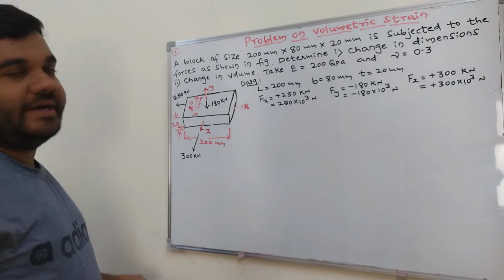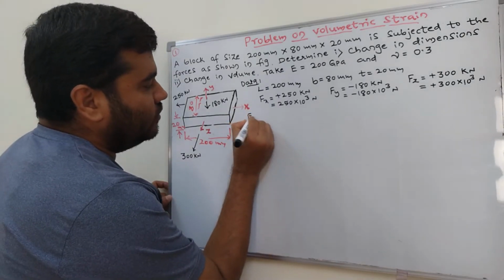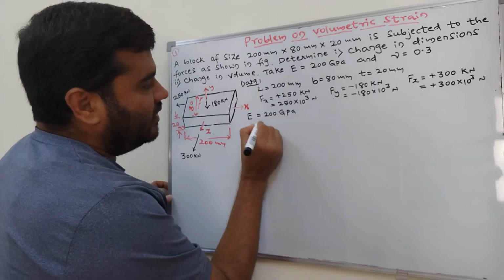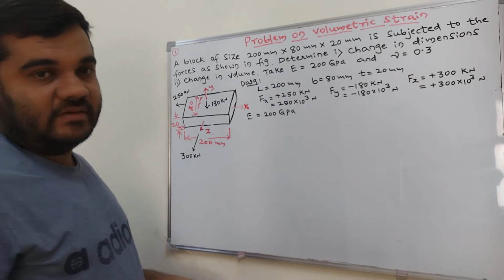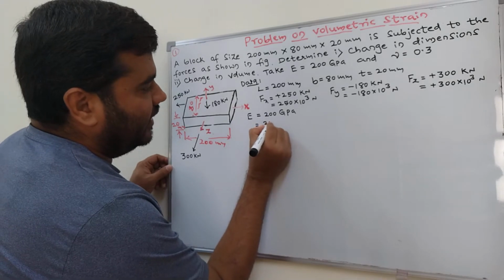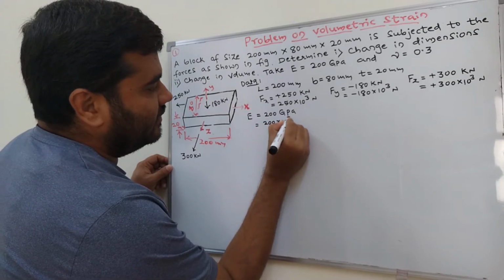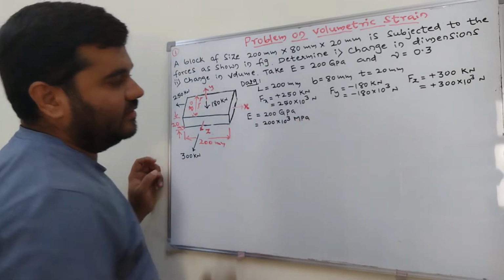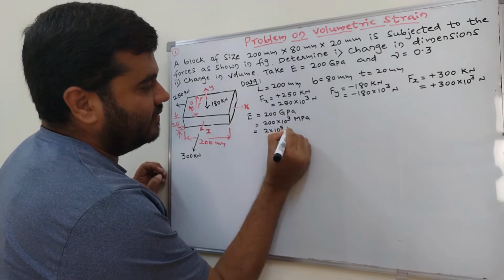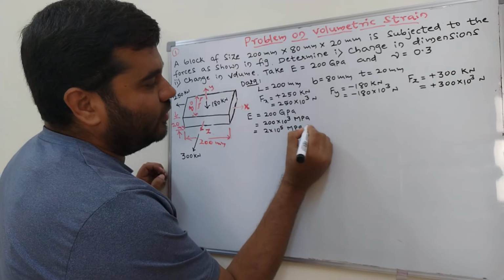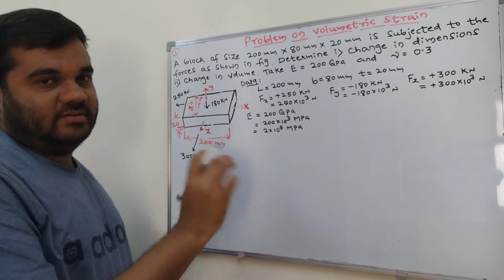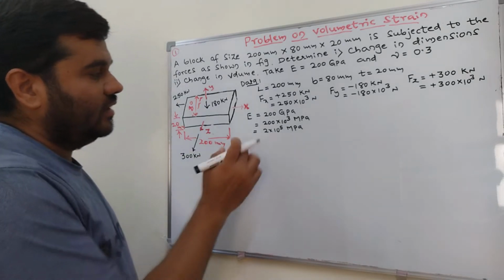Next, take E equal to 200 GPa. What is E? Young's modulus. E equal to 200 GPa. I want this in MPa, megapascal, that is again the same as Newton per mm square. This will be equal to 200 into 10 raised to 3 MPa. I will write this as 2 into 10 raised to 5 MPa, megapascal, or it is Newton per mm square. Both are the same. I want force in Newton, and the linear dimensions in mm. This is Young's modulus.